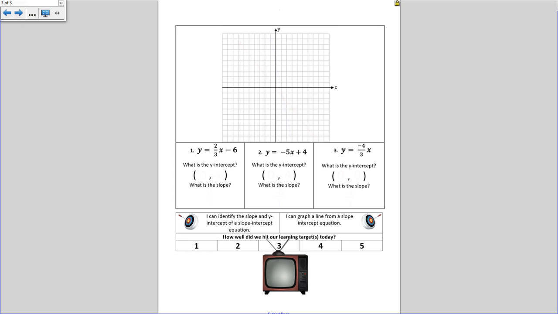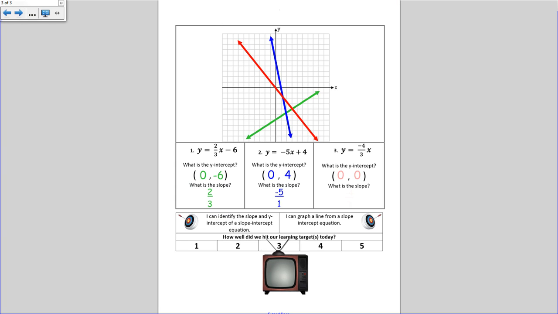In this case, our y-intercept was negative 6. So (0, -6). Our slope is 2 over 3. And that graph, so I would go to negative 6 and I would go up 2 over 3. My y-intercept here is (0, 4). My slope is negative 5 over 1. Remember, put it over 1 if it's a whole number. So I start at 4, go down 5 over 1.